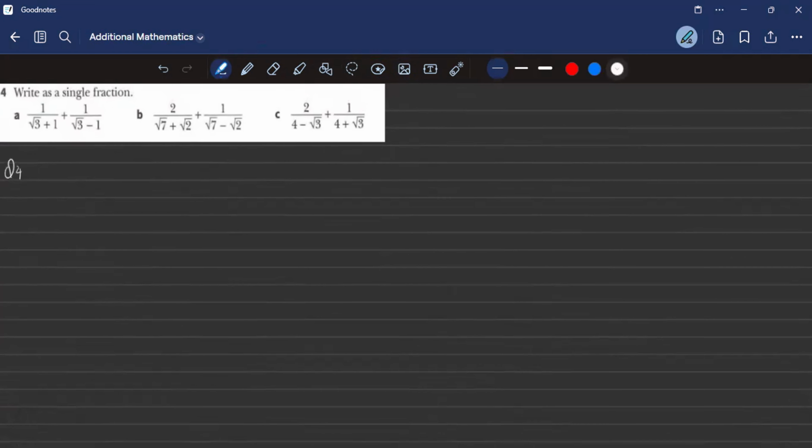Question number 4, part A. Now we have to write this as a single fraction. And what they mean by a single fraction is, for example, we have 1 over 8 plus 1 over 2.